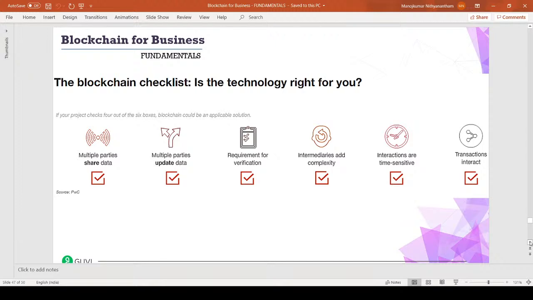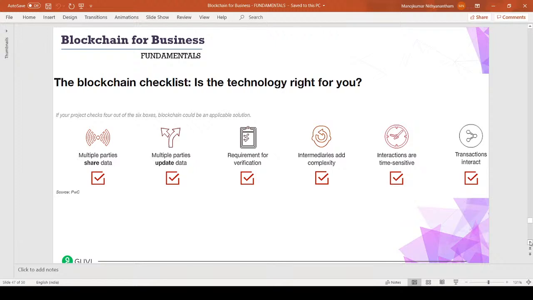And number two, multiple parties updating data. What we discussed so far in the departmental store scenario, where there is a farmer, a transporter, a quality inspector, many people involved in carrying the product to the customer in the end. This is a scenario where multiple parties are involved and there is a requirement for verification, where the verification has to be done by a human, and intermediaries add complexity.